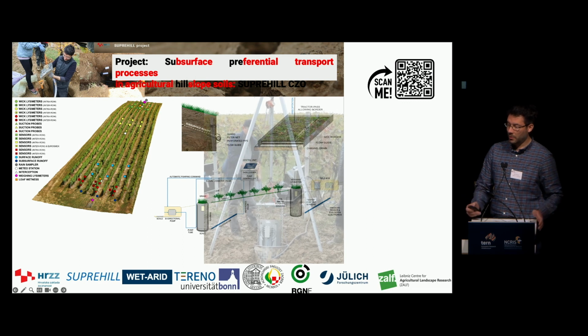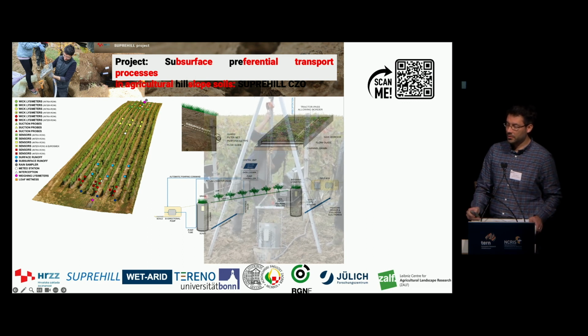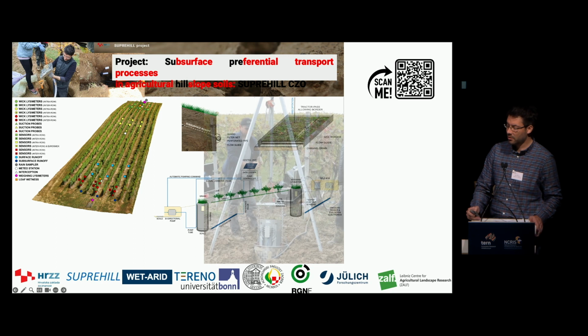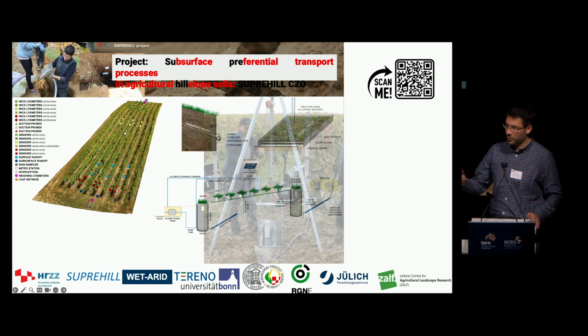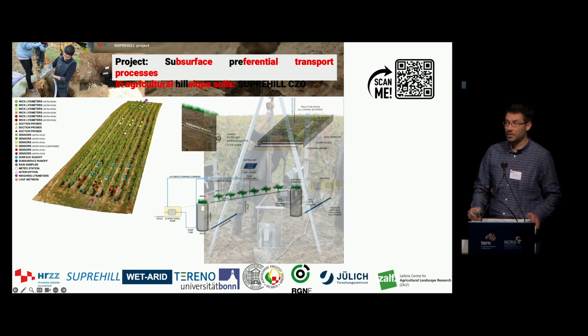So this is the Superhill site. It's a very detailed instrumented hill slope, a vineyard hill slope, in which we have more than 100 sensors, water collection, and flux collection instruments.